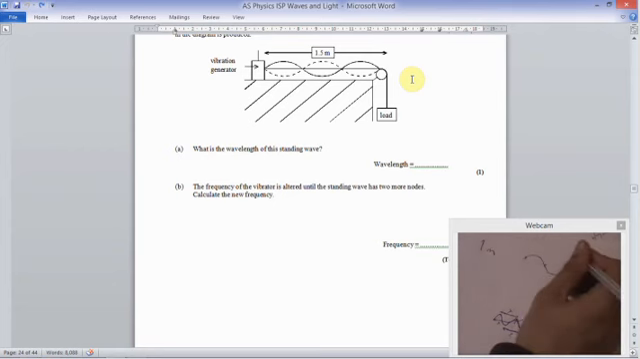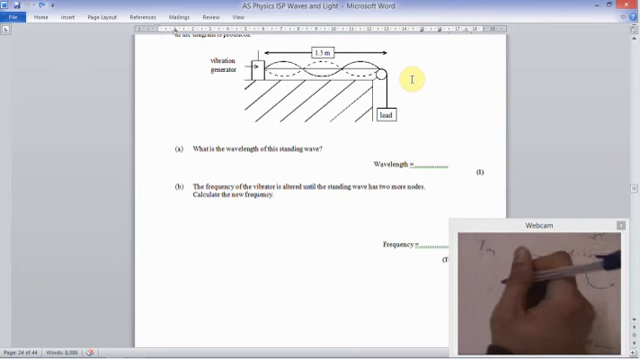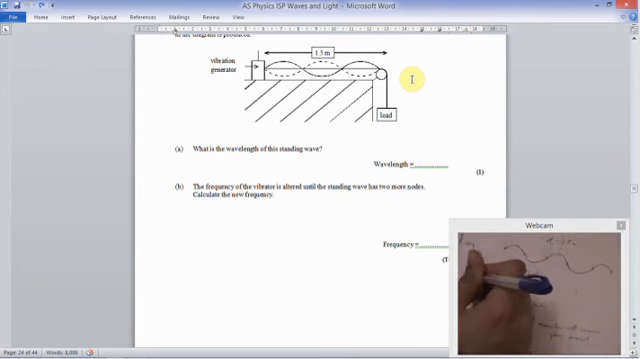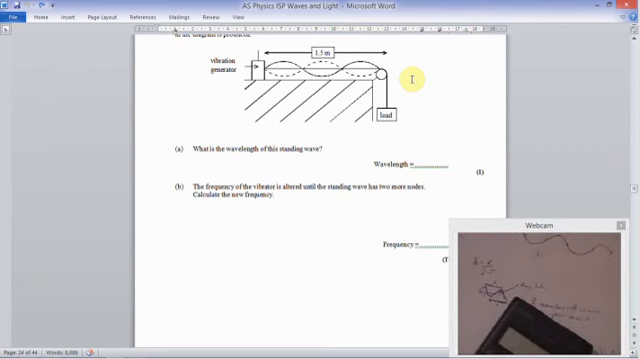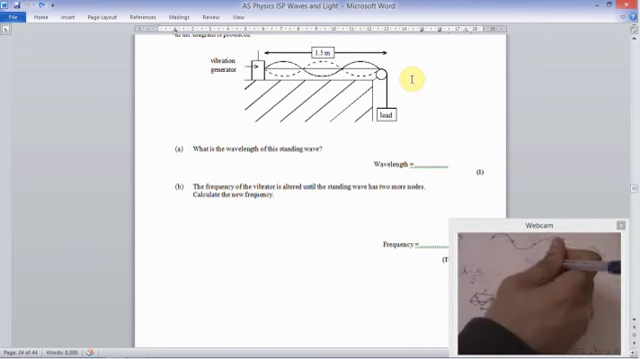The length is still the same. So length is still 1.5 meters, but our wavelength is now going to be different. How many waves have we got? We've got 1, we've got 2.5. We've got 2.5 waves for 1.5 meters. So essentially what we're saying is the wavelength is equal to L divided by 2.5. So one wavelength is L divided by 2.5 because there's 2.5 wavelengths in there. So 1.5 divided by 2.5 gives us 0.6. So our new wavelength is 0.6 meters.